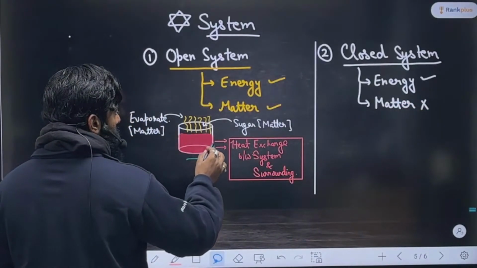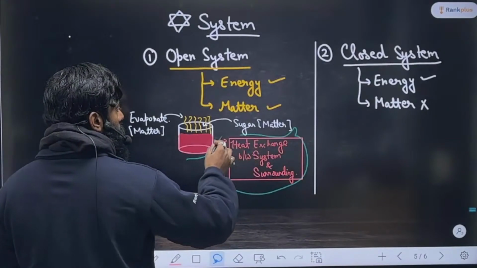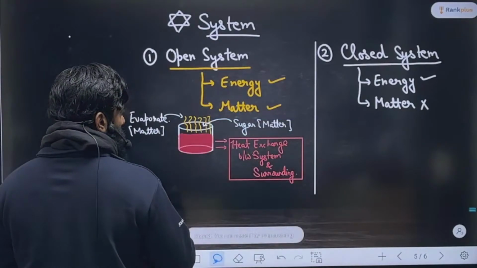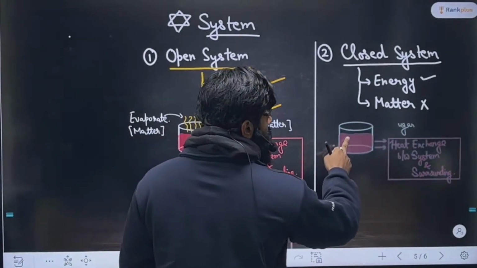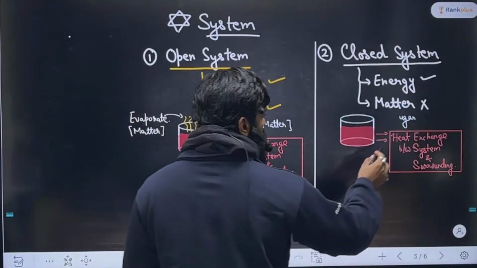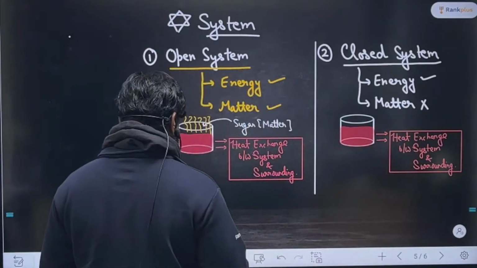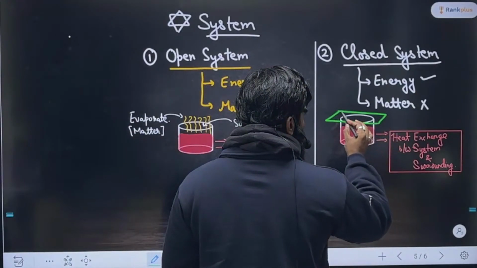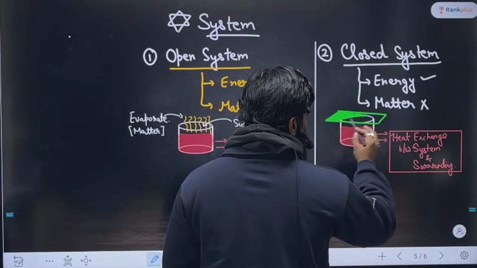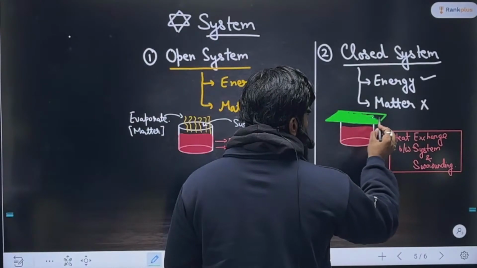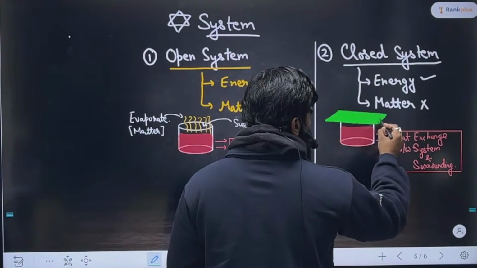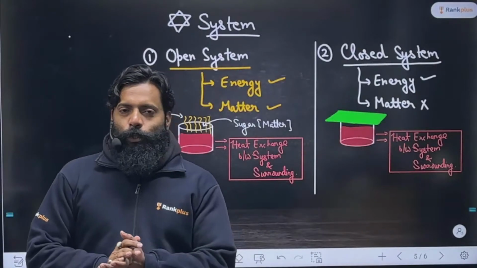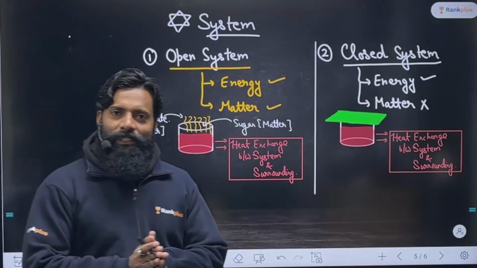We'll be taking the similar example. In this case, we have put a lid on the surface. Due to this lid, the matter cannot escape the container. So this is basically a closed system. I hope this is clear to you.